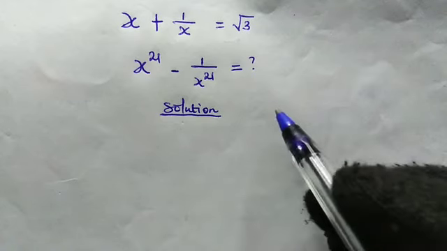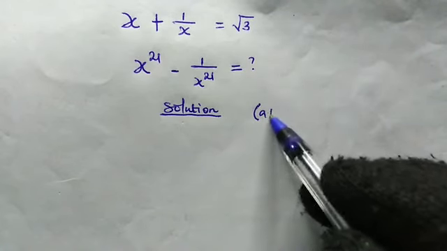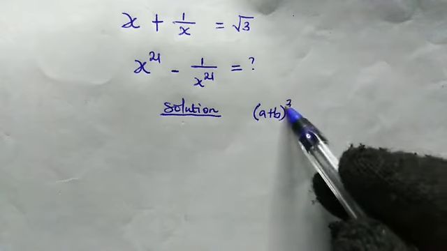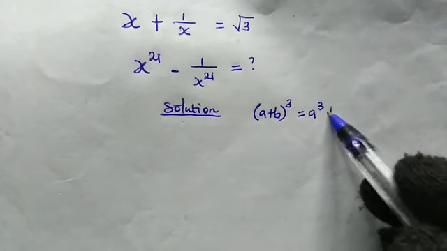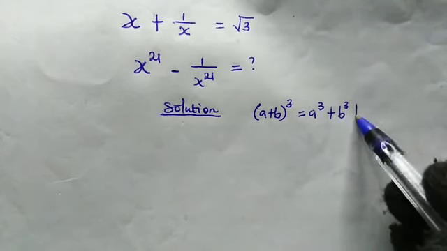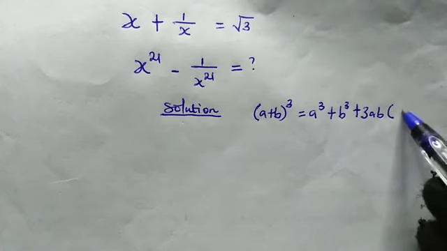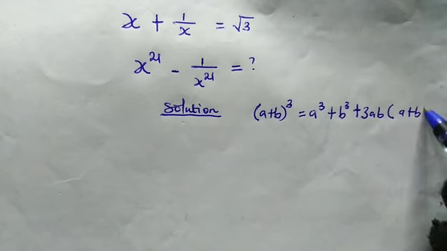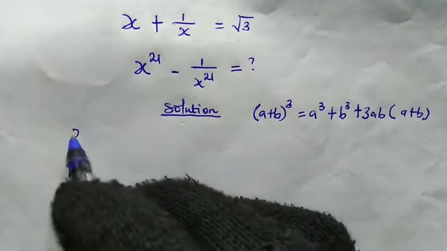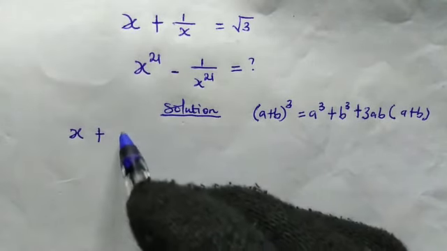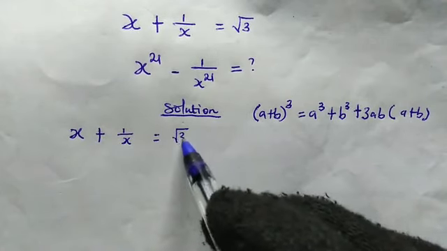We'll be making use of the following algebraic identity: a plus b raised to the power of 3 is equal to a cubed plus b cubed plus 3ab into bracket a plus b. Right? From equation 1, we have x plus 1 over x is equal to root 3.